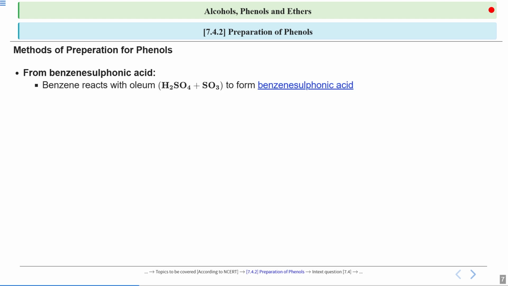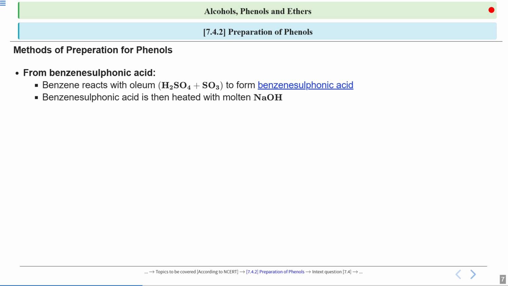So see, first we'll take a benzene. First, benzene will react with oleum. Oleum is H2SO4 plus SO3. So first we will take benzene, it will react with oleum, and then we will get benzene sulfonic acid. And then this benzene sulfonic acid is heated with molten NaOH.